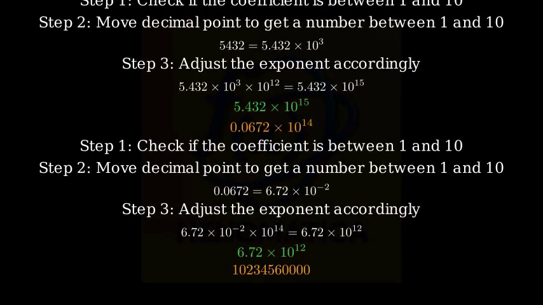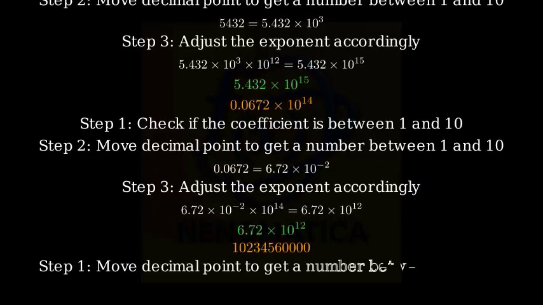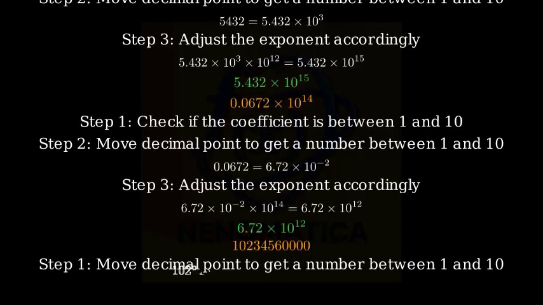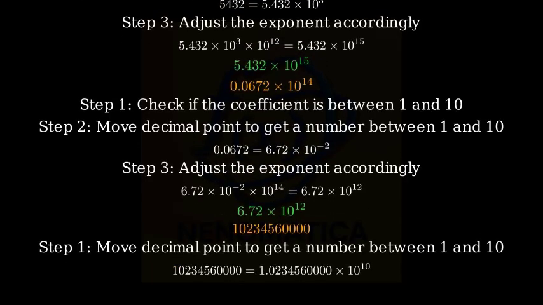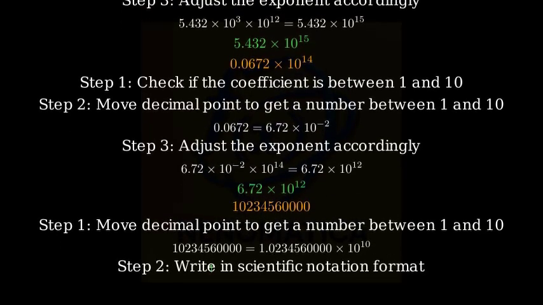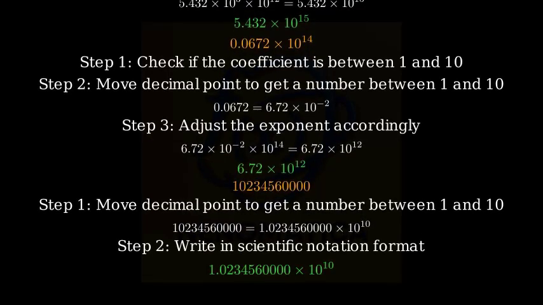For our third example, we have a large number, 10,234,560,000. To convert this to scientific notation, we need to move the decimal point to get a number between 1 and 10. We move the decimal point 10 places to the left, which gives us 1.023456. Moving the decimal point 10 places to the left means we need to add 10 to our exponent. Since we're starting with no explicit exponent, we're essentially starting with 10 to the power of 0. 0 plus 10 gives us 10. So our answer is 1.023456 times 10 to the power of 10.